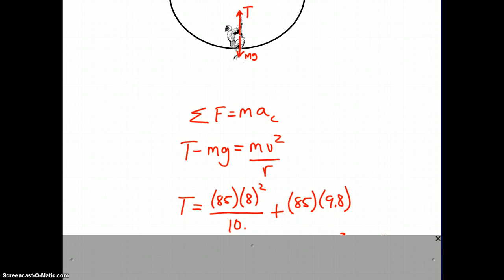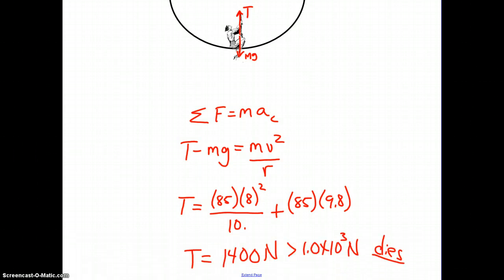And T would be his mass, 85, times 8 squared, over the length of the vine, 10, which is the radius of the circular path, plus 85 times 9.8. We're going to pause here a moment to see if this problem makes sense to us. The tension in a vine would not only need to supply enough force to support his weight, but it also needs to supply enough force to keep him traveling in the circular path. So it makes sense that we would add the centripetal force and the weight to get the total tension needed by the vine.